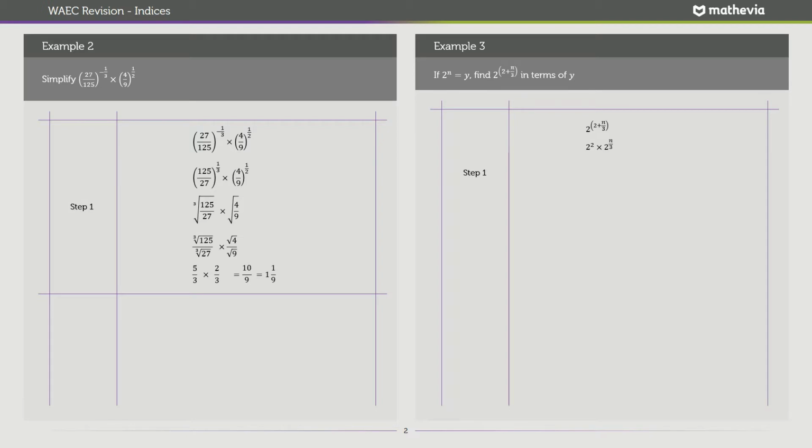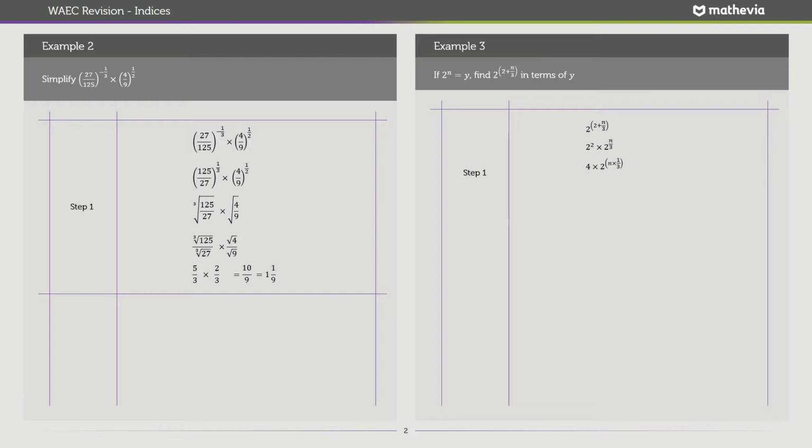And now we've done the first bit. Remember, we're trying to get to the point where we have 2 to the power of n. So we're looking at that 2 to the power of n over 3, and we're looking to simplify that out. What we can do is we can say, first of all, 2 to the power of 2 is 4, and we can say n over 3 is the same as n times 1 over 3.